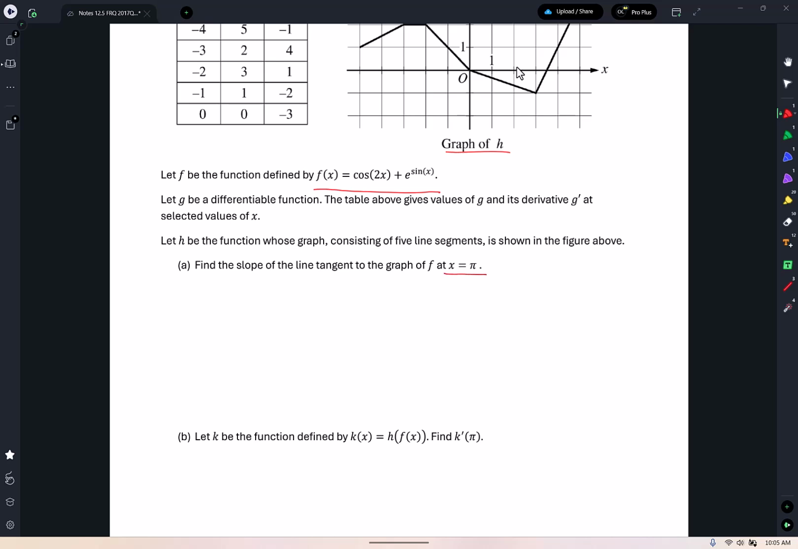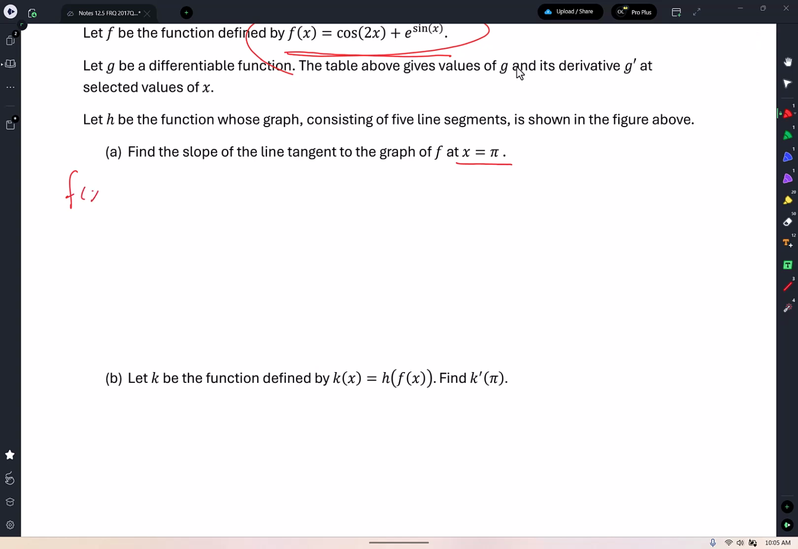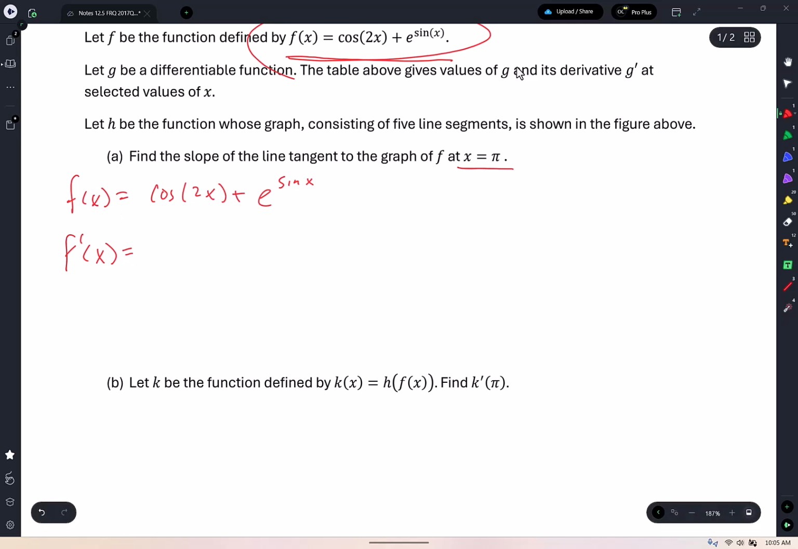Letter A: find the slope of the line tangent to the graph of f at x equals pi. How do I find the slope for the graph of f? I've got to take a derivative. So here's my graph of f. I'm going to rewrite it: f of x equals cosine 2x plus e to the sine x. And f prime of x equals, what is the derivative of cosine? Negative sine 2x. Am I done? No, times 2. If you want to put this in parentheses like so, you may.